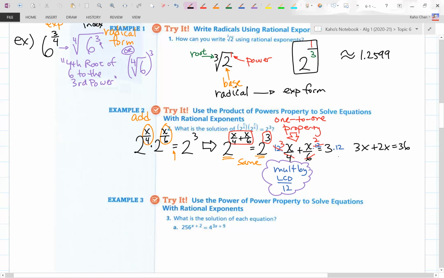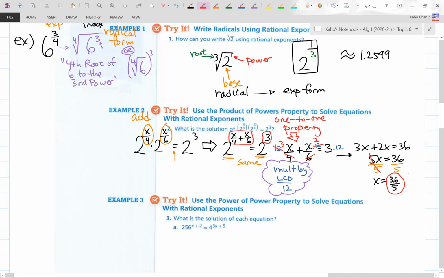There we go. Okay, so 3x plus 2x, of course, is 5x. And that equals 36. Divide by 5 to both sides. Not too bad. And there's my answer, okay? Some random answer, x equals 36 over 5. Don't worry about the answer itself, but that is the answer for the whole problem.